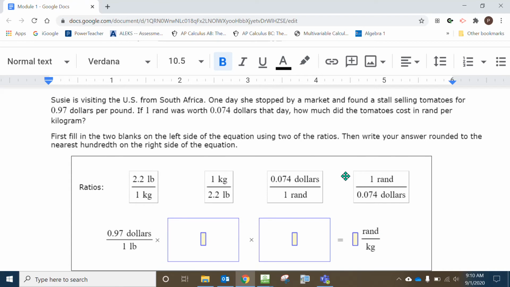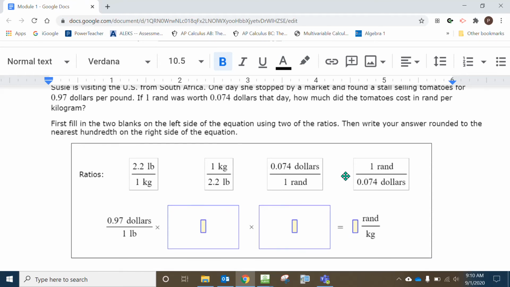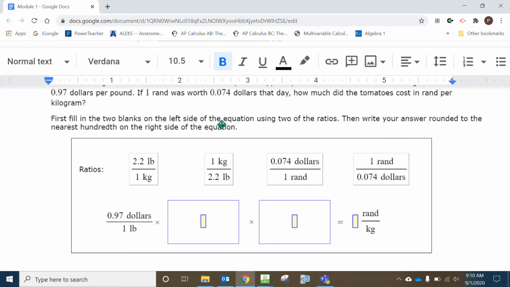Okay, Susie is visiting the U.S. from South Africa. One day she stopped by a market and found a stall selling tomatoes for $97.97 per pound. If 1 rand was worth $0.074 that day, how much did the tomatoes cost in rand per kilogram? Okay, so first fill in the 2 blanks on the left side of the equation using the 2 ratios, then write your answer rounded to the nearest hundredth on the right side of the equation. Okay. So give that a try.